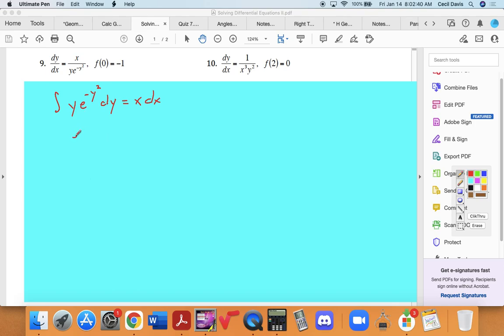If I know that e to the negative y squared is going to be involved in that, correct? But if I take the derivative with respect to x of e to the negative y squared, it's e to the negative y squared times, because of the chain rule, negative 2y. You're like, well, that's not quite what I have here, is it? So we should multiply by -1/2. So this is going to be negative 1/2 e to the negative y squared is equal to 1/2 x squared plus c.